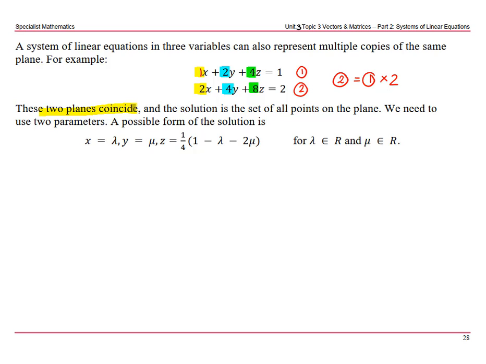Now we need to use two parameters. A possible form of solution would be if we let x equal lambda, y could equal mu, so z would be a quarter, 1 minus lambda minus 2 mu. Now lambda has to be an element of the reals and so does mu.